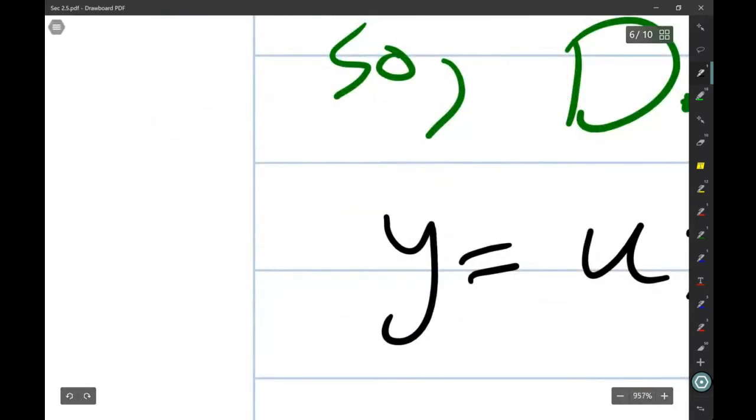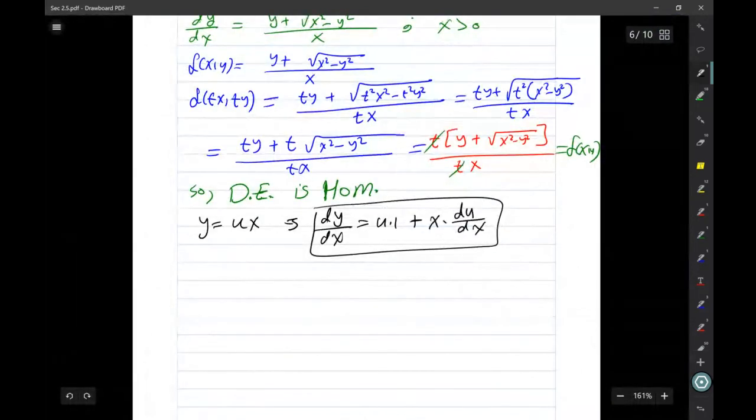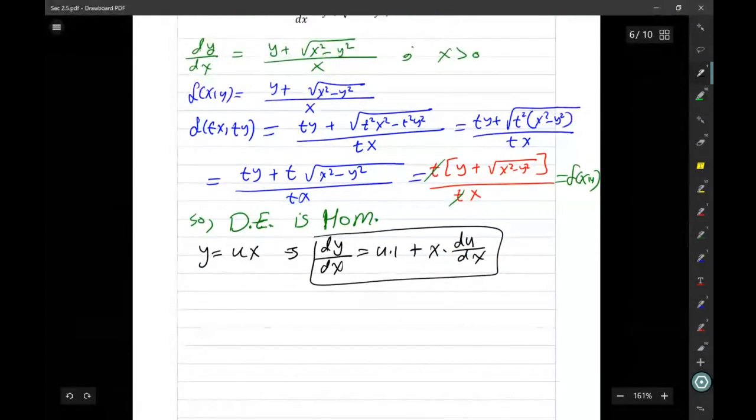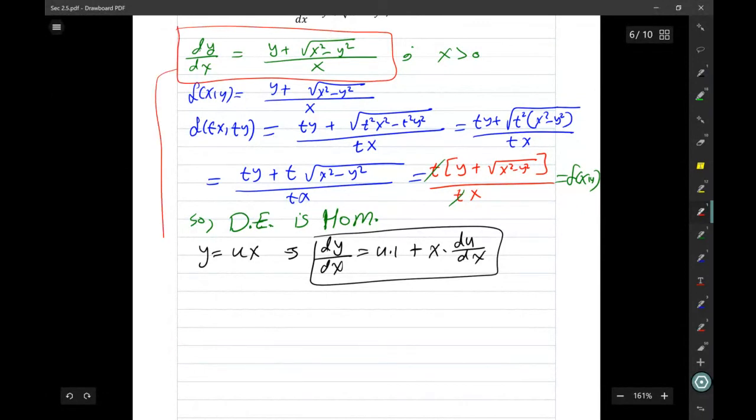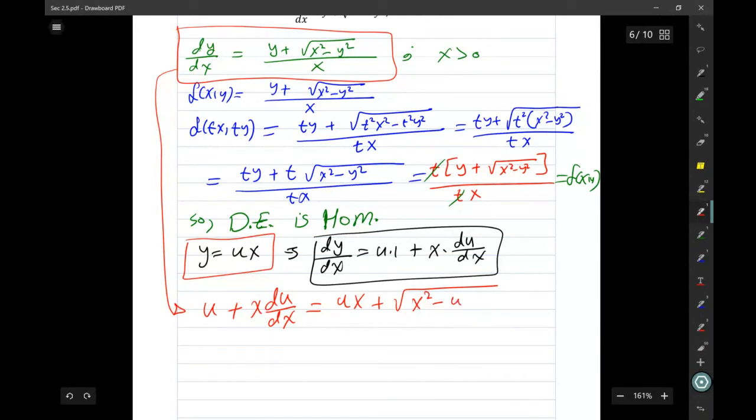Now your differential equation here and your differential equation here, the new form: replace the left hand side dy by dx by this value, u plus x du by dx. It becomes equal to, replacing each y by ux, ux plus square root of x square minus u square x square, divided by x.